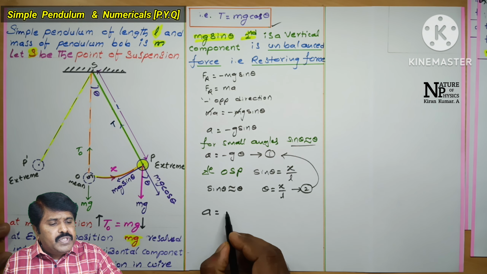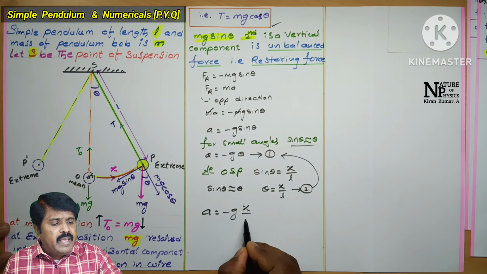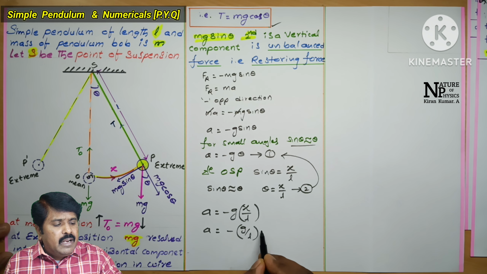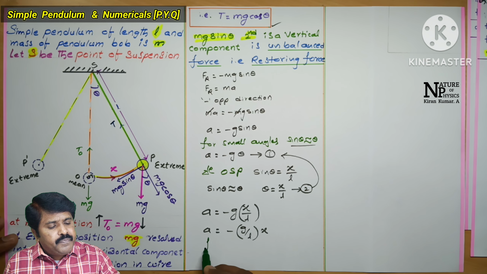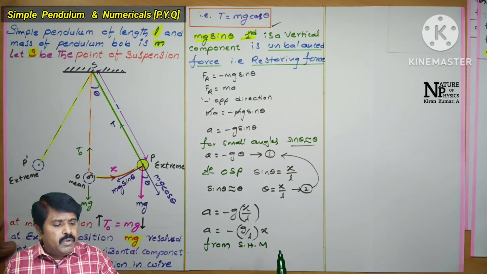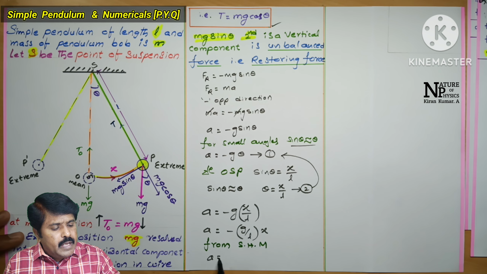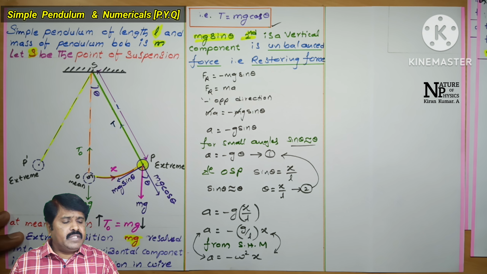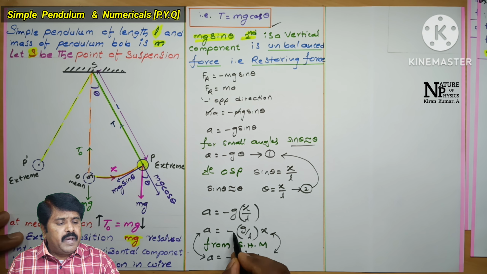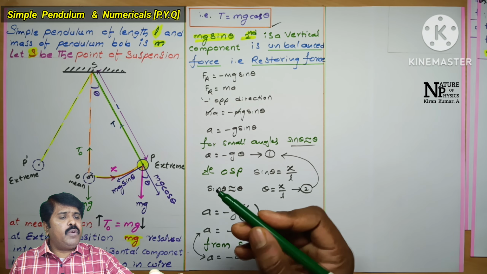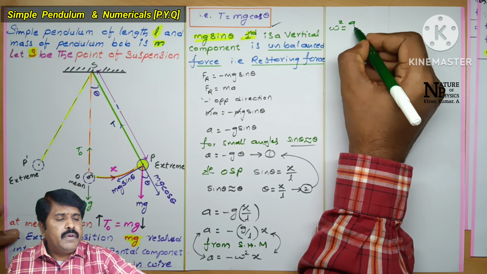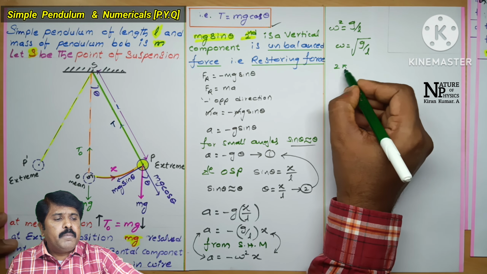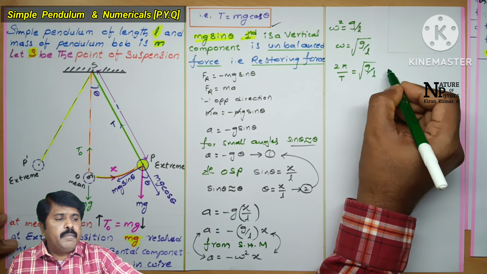Substituting equation 2 in equation 1, the acceleration a is equal to minus g into x by L, that is, minus g divided by L into x. From simple harmonic motion, a is equal to minus omega square x. Comparing both equations, the acceleration is the same and the displacement is the same, so omega square is equal to g divided by L. Omega is equal to root over g by L, and omega is 2 pi by T, which is equal to root over g divided by L.